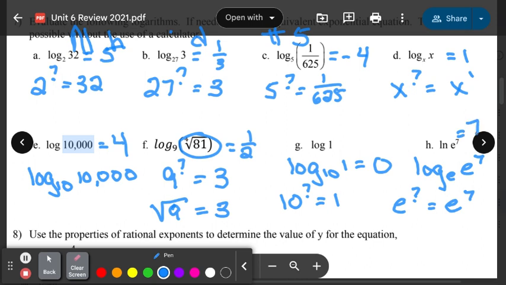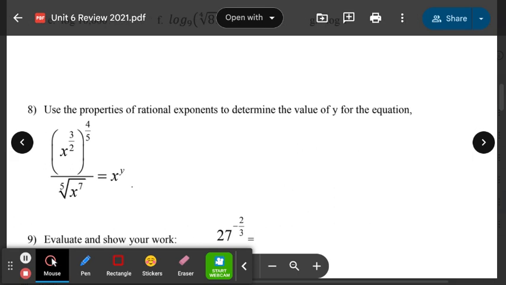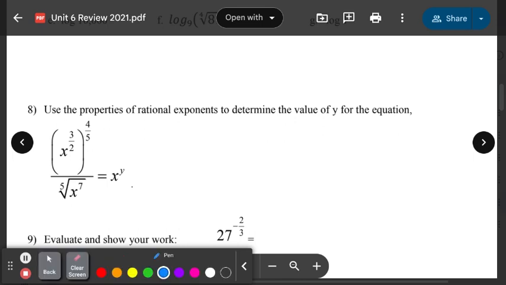So for these, this is how I would show work on my test if I had to show work. Of course, you can show your work and then double check with the calculator. No one is going to say, don't check your work. Make sure you check. So now this one, we're technically solving an equation. All of this, x to the 3/2 raised to the 4/5 power over the 5th root of x to the 7 equals x to the y. So we're solving for y, but what you're really needing to do is get a common base. We have to simplify that.